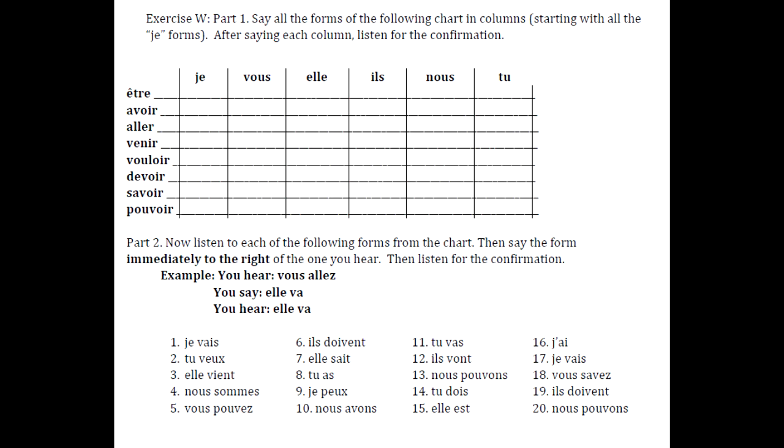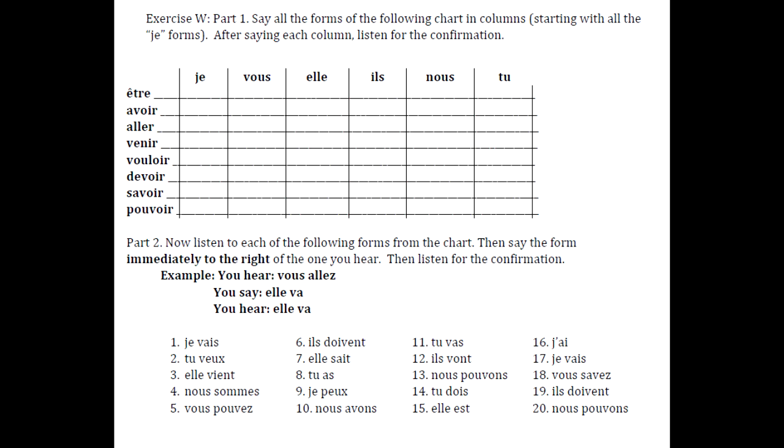Number 1. Je vais. Vous allez. Number 2. Tu veux. Je veux. Number 3. Elle vient. Ils viennent. Number 4. Nous sommes. Tu es. Number 5. Vous pouvez. Elle peut. Number 6. Ils doivent.